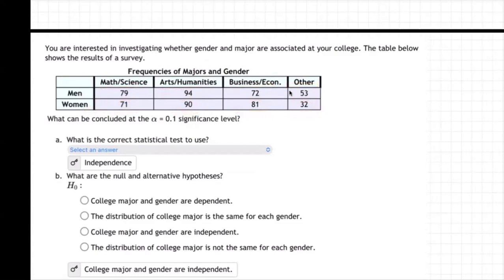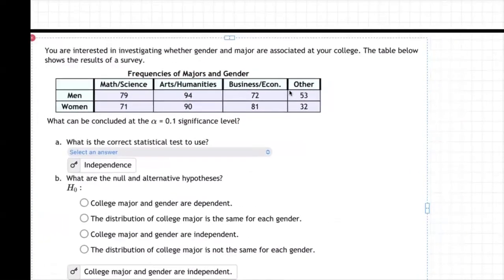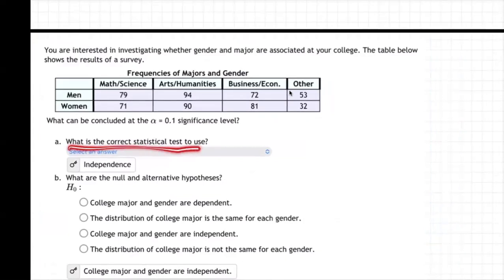So do men and women pick different majors? Do men tend to do more math and science and women tend to do more arts humanities, or men do more business, or what? Is there a difference? Or do men and women at college tend to do the same kind of majors, or is there a difference? Now, what kind of study? We'll start off: what is the correct statistical test? Well, right there it says independence.